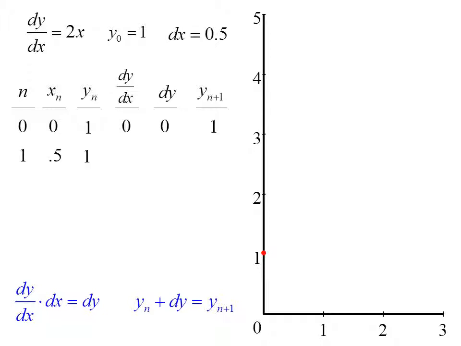So after one iteration, x is moved over a distance of dx, or 0.5, and our new y value is 1. So we plot that point. We find dy/dx again by putting 0.5 in for x. So dy is 0.5, and y sub n plus 1 is 1.5. So after 2 iterations, we are at 1.5.